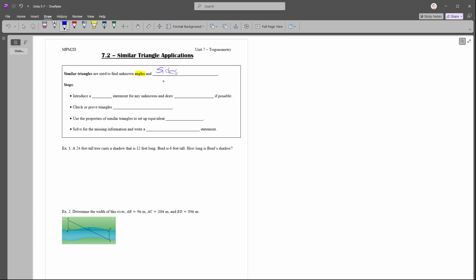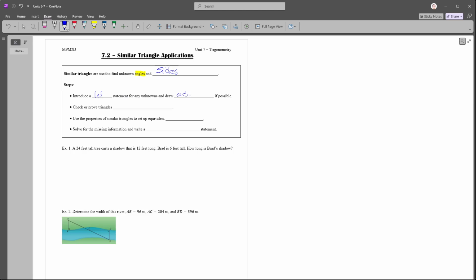So we get both pieces of information. Now, in order to do this, we're going to follow some steps. These are the same steps you're going to follow, and miraculously, these are relatively similar to all the other problems that we've been solving throughout the whole semester. But let's start off at the very beginning. Whenever we start with a word problem, we always want to use a let statement, or maybe two, depending on what the situation is. So introduce a let statement for any unknowns, and draw a diagram.